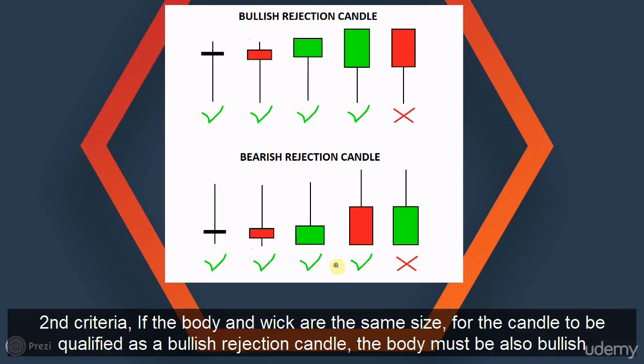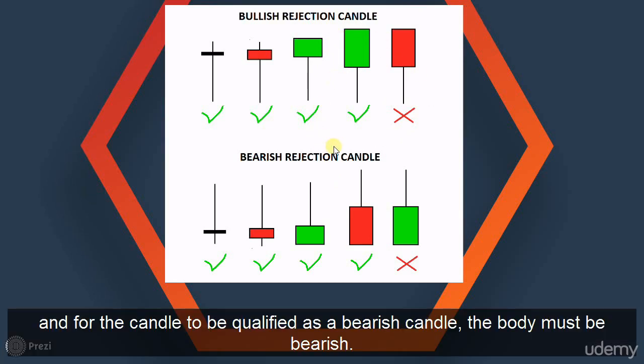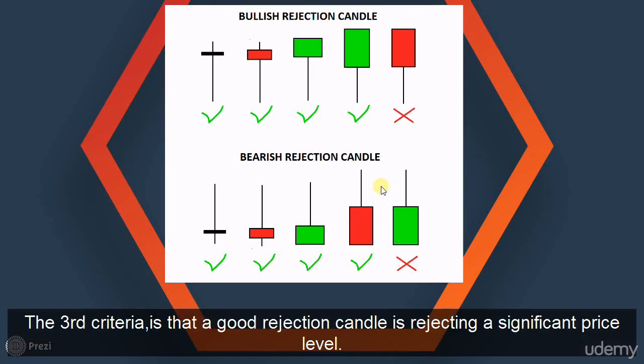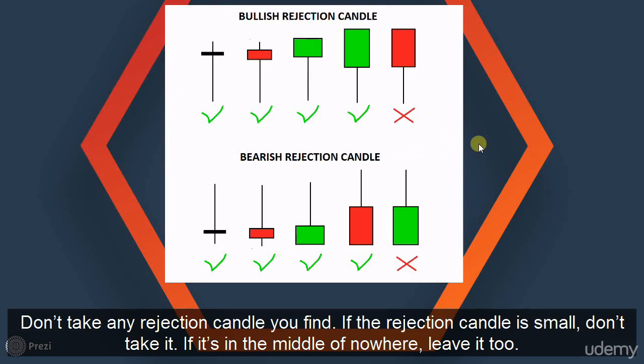Okay, second criteria. If the body and wick are the same size, like here, for the candle to be qualified as a bullish rejection candle, the body must also be bullish. And for the candle to be qualified as a bearish rejection candle, the body must be bearish. The third criteria is that a good rejection candle is rejecting a significant price level. So don't take any rejection candle you find. If the rejection candle is too small, don't take it. If it's in the middle of nowhere, leave it too.